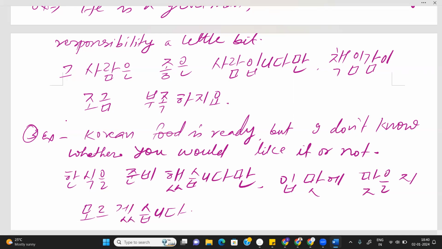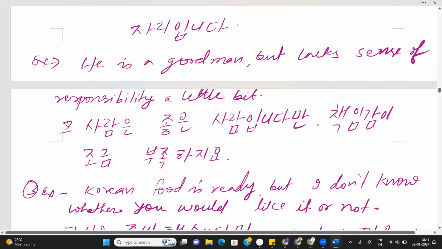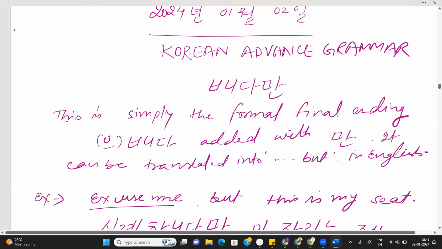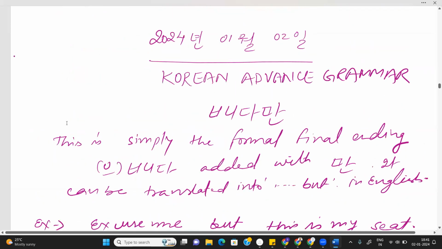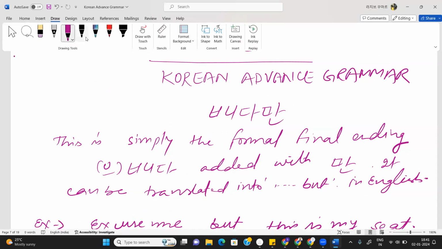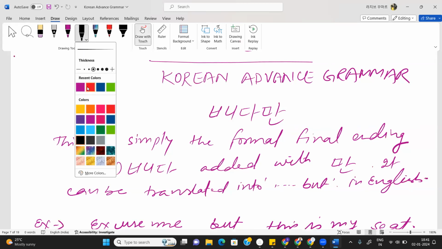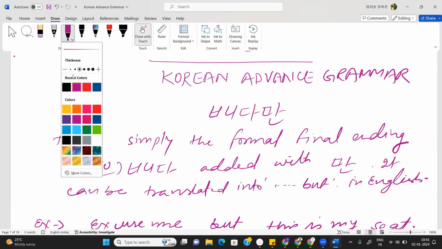Okay, so you can write like this. Okay. So, any doubt do you have? Anyone? Today's class is Korean Advanced Grammar, and the grammar name is, I'll tell you now, just wait one second.